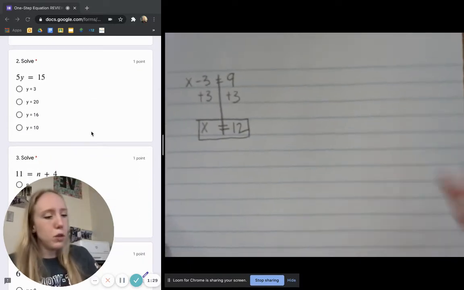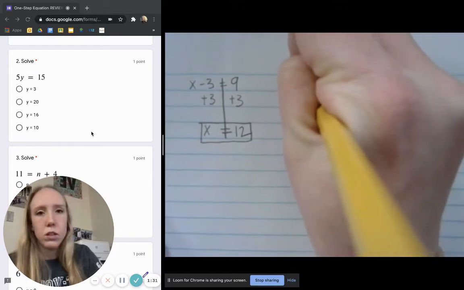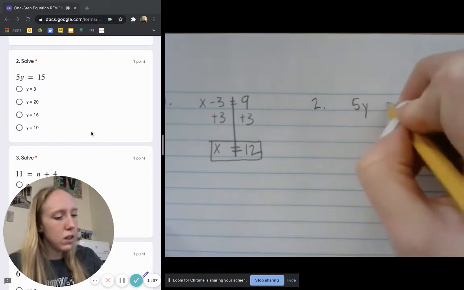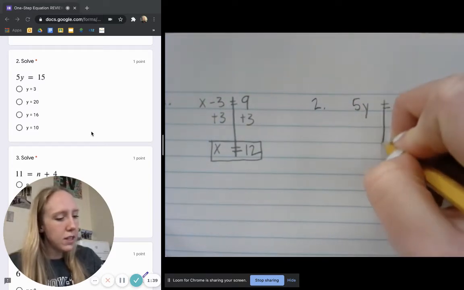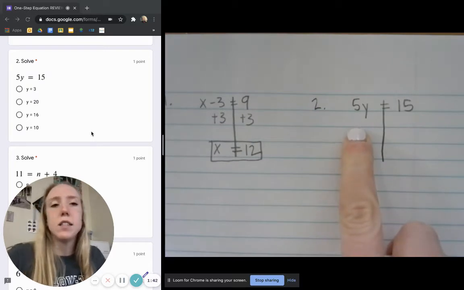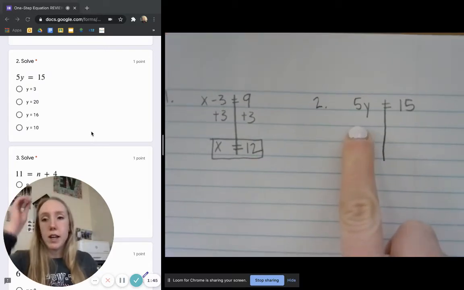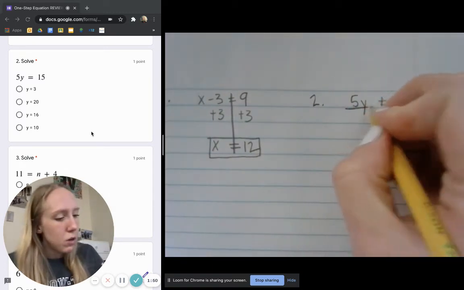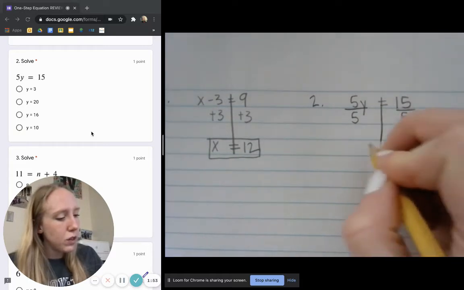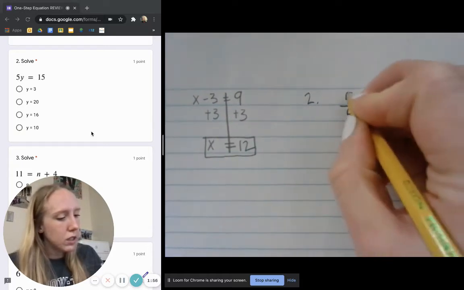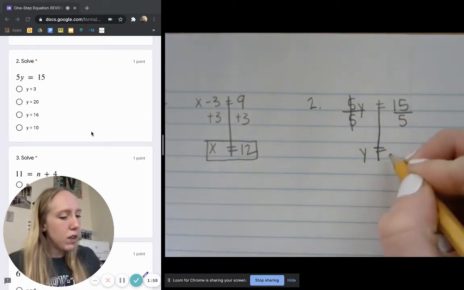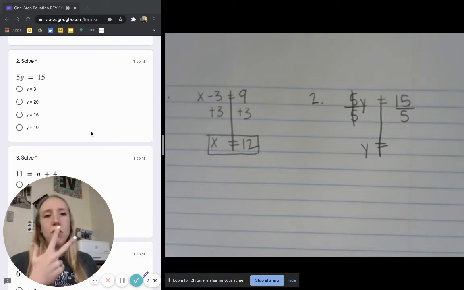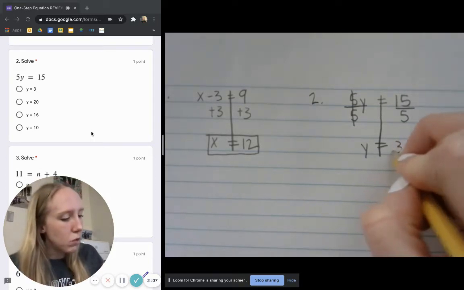All right, problem number 2. 5y equals 15. Draw my fence. And I notice that this y is being multiplied by 5 because they're smushed right next to each other. This is 5 times y. So to get rid of the times 5, we divide by 5, divide by 5. We get y equals, because that goes away, y equals right in the middle, 15 divided by 5. 5, 10, 15. Took 3 5s to get to 15, so y equals 3.